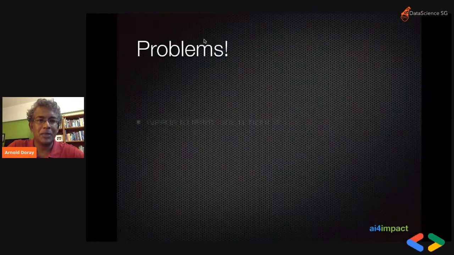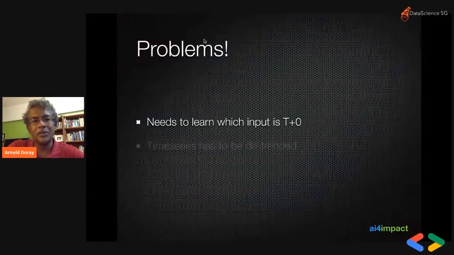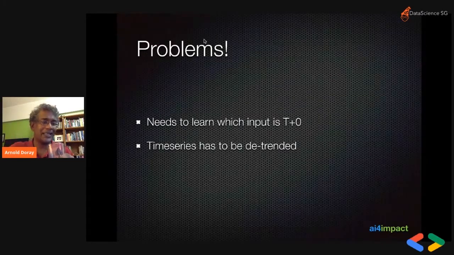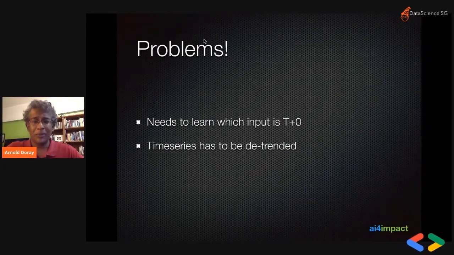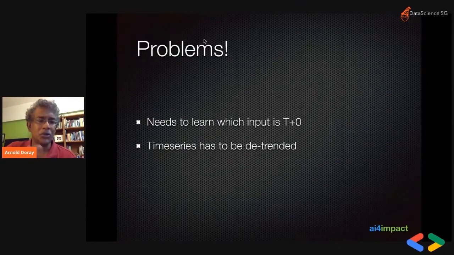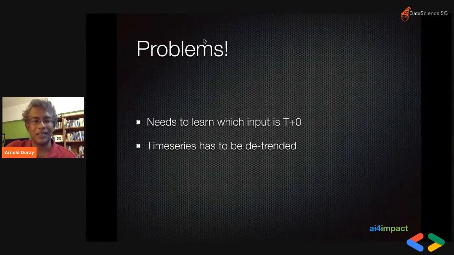Well, the first problem is that when you do it this way, your network has to learn which is t plus 0. That's bad because t plus 0 means the latest value, which is very important, and you want to give as much information to your network as possible. Because you waste time learning t plus 0, a lot of your experiments will fail and you end up with a persistence type forecast if you're lucky.